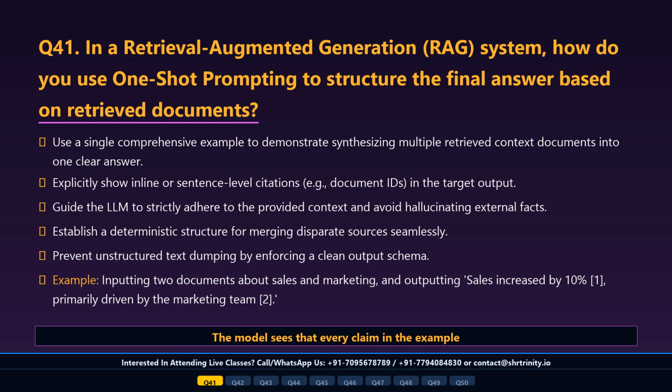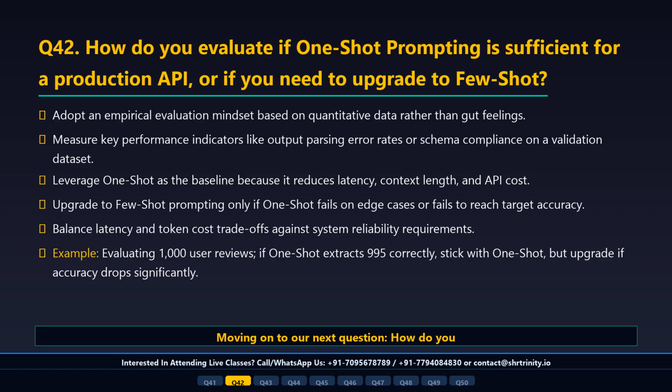Without this single exemplar, models often just dump unformatted text or rely on outside pre-training knowledge. The one-shot prompt acts as a structural blueprint, ensuring reliable, verifiable generation every single time. Moving on to our next question, how do you evaluate if one-shot prompting is sufficient for a production API, or if you need to upgrade to few-shot?